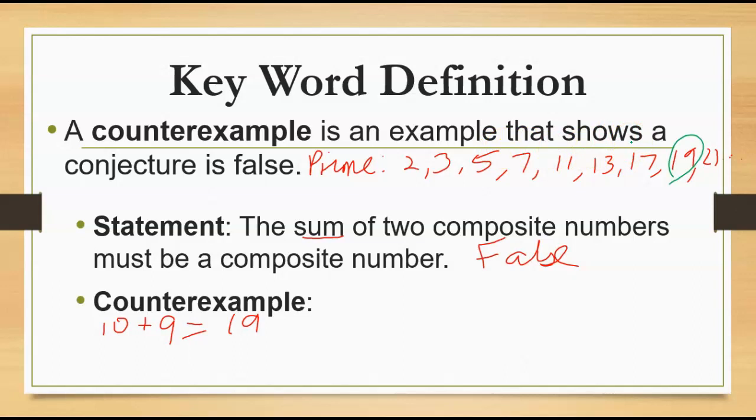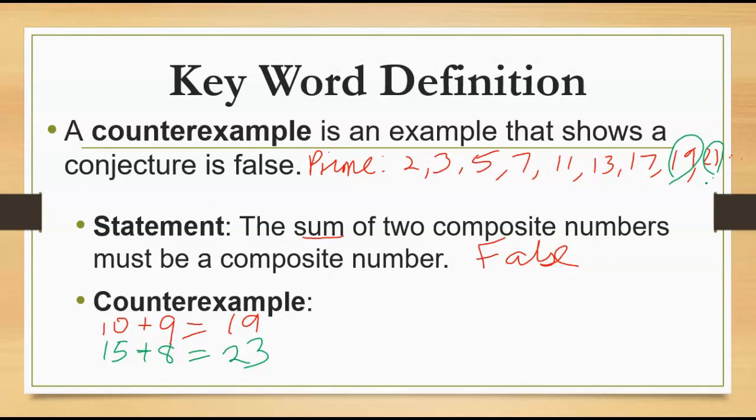So there are some others also. For example, if we add 15 plus 8, 15 is a composite number because 3 goes into it, 5 goes into it, and 8 is a composite number because 2 goes into it, 4 goes into it. But if we add the two of them, we're going to get 23. And 23 is a prime, you see. So that's another counterexample.